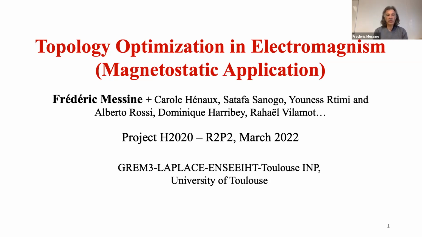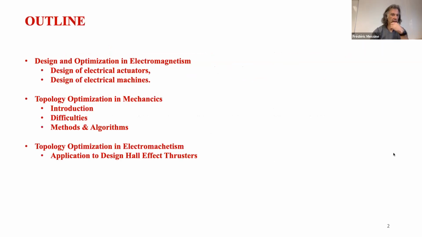So today I will introduce what topology optimization is, what this kind of optimization is, which is a bit particular. I will show you how it's possible to design some actuators using this tool in electromagnetism, and we will speak about thrusters. So the outline is this one.